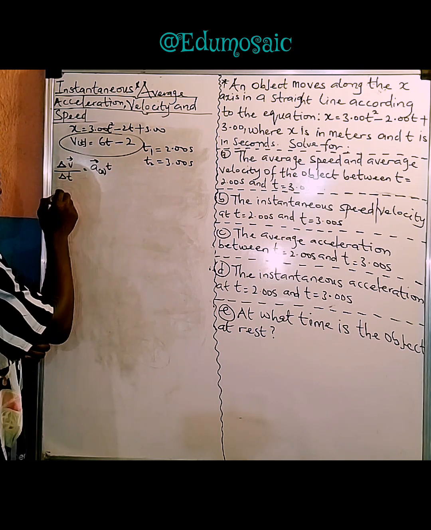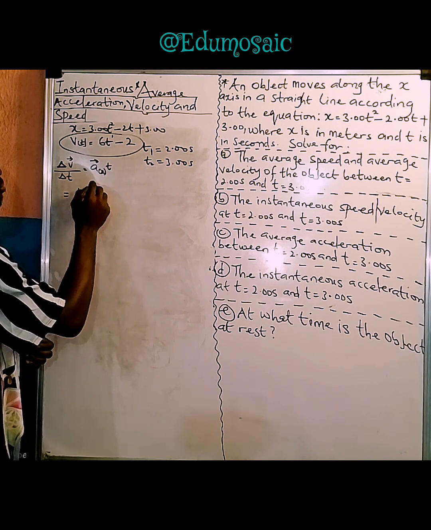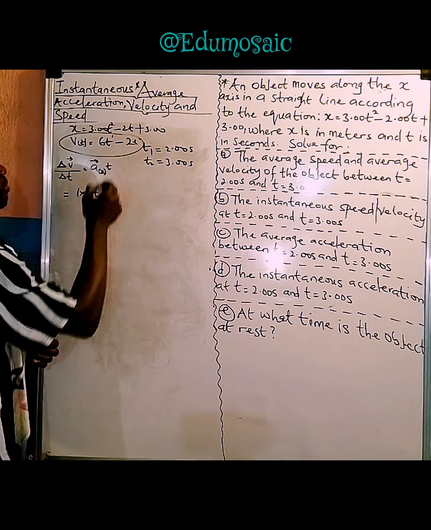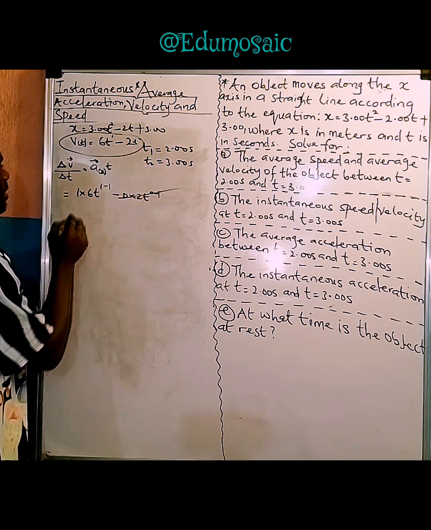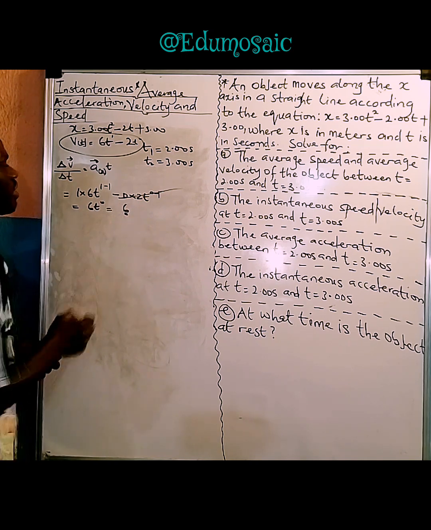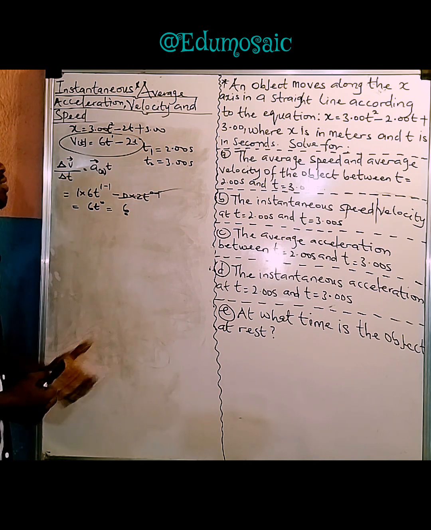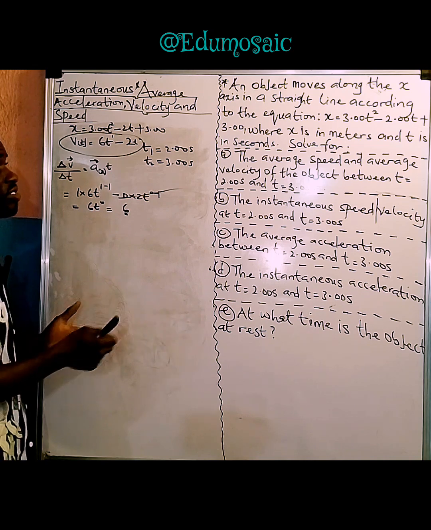So if v is equal to this, then change in velocity by change in time taken will be: t raised to 1 times 6, so 6t raised to 1 minus 1, that's t raised to 0, minus 0 times 2t raised to 0 minus 1. This is gone already. So what do we have? This is 6t raised to 0, which is ordinary 6. So what is going to be our instantaneous acceleration at these two times? It's just ordinary 6.